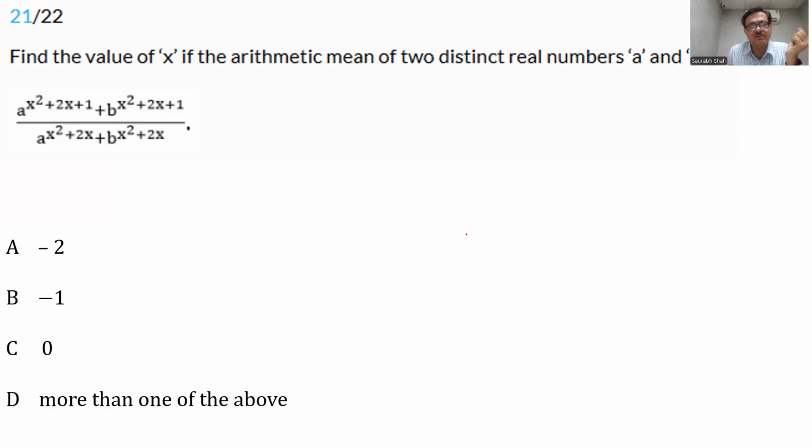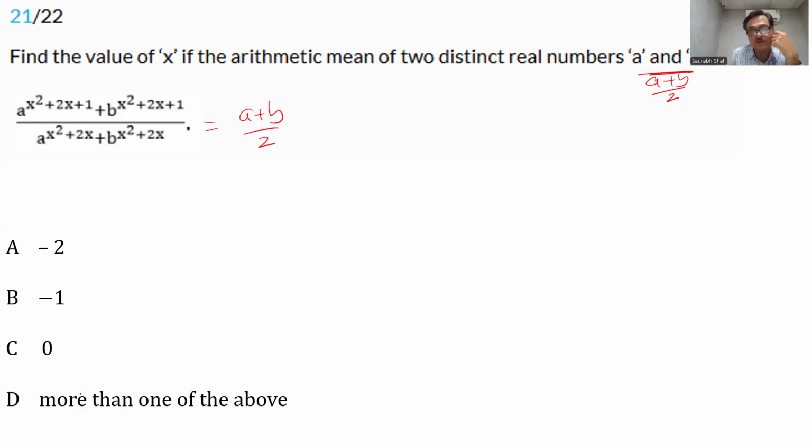Another difficult looking question from algebra. Not very difficult if we are thorough with algebra, but another approach. Again, if this is true for all the values of x, A, B, all the values of A, B, the average of this is this. Now we already know the average of A and B is A plus B by 2. That means this should be equal to A plus B by 2. Instead of solving, let's go by options. The only problem could be option D.